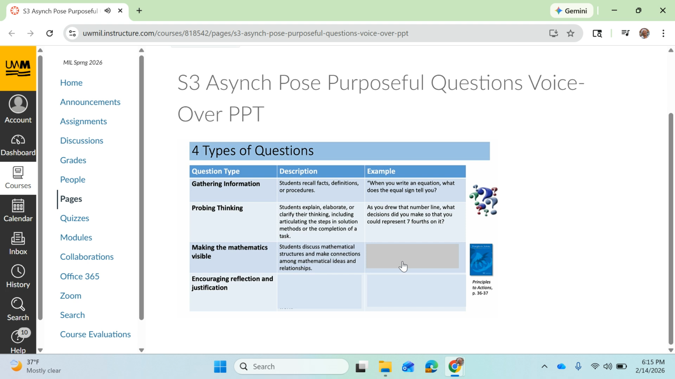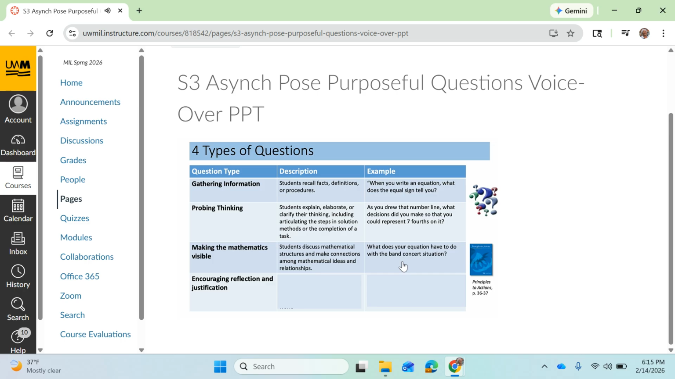And then making the mathematics visible. Students discuss mathematical structures and make connections among mathematical ideas and relationships. An example of a question here might be, what does your equation have to do with the band concert situation? Hopefully you remember that task from before, where the students were setting up the chairs for the concert. So really helping students connect to underlying mathematical ideas.